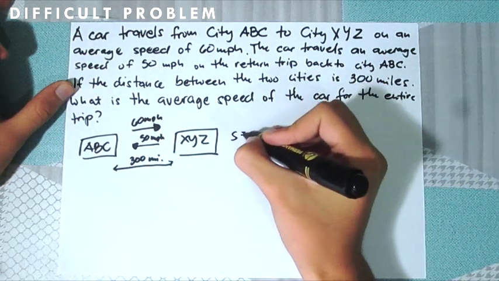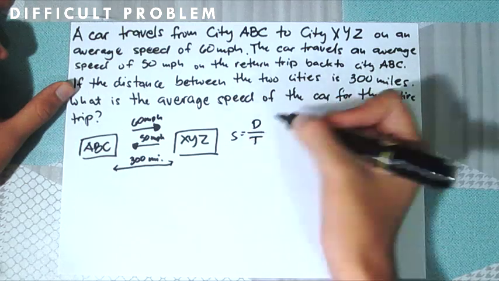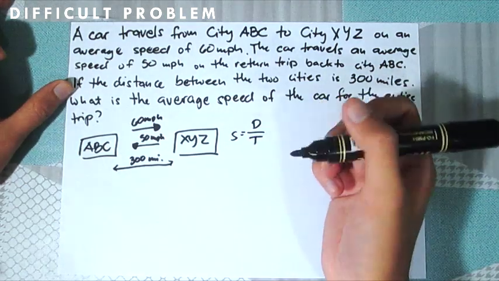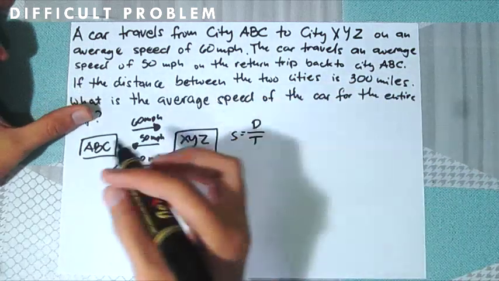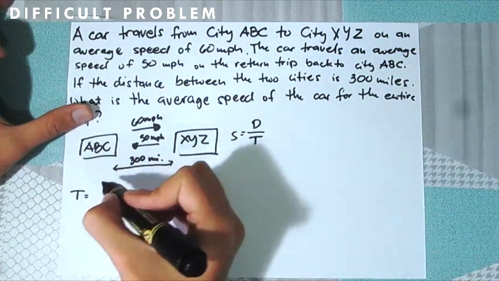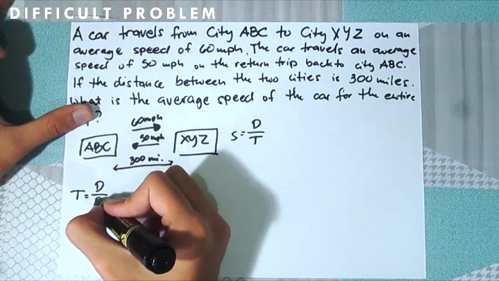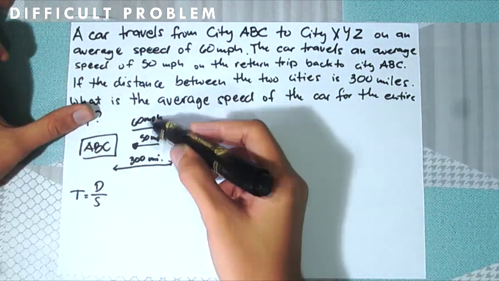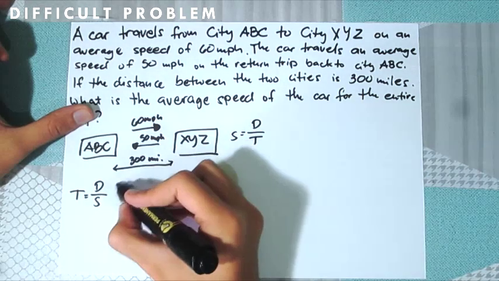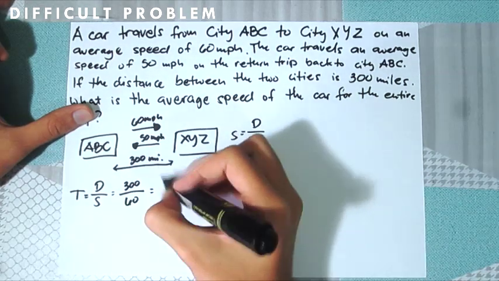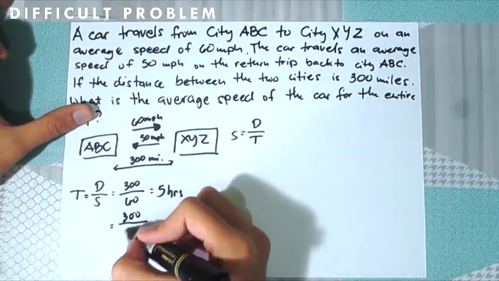So our formula here is average speed equals distance over time. Since we don't have our time, we need to find the time. So our formula for that is time equals distance over average speed. So 300 over 60 is 5 hours and 300 over 50 is 6 hours.